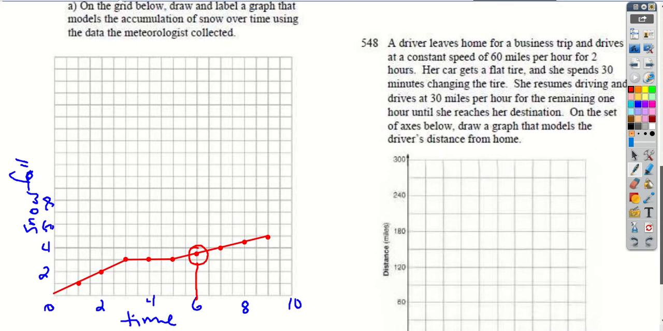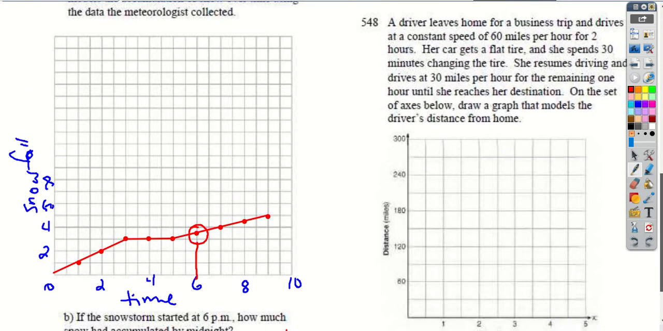On the next one, a driver takes a business trip, drives at a constant speed of 60 miles per hour for 2 hours. So 60 miles an hour for 2 hours. After 1 hour, he's gone 60 miles. Go another hour, I go another 60 miles, so I should be at 120 miles. Okay. He gets a flat tire for 30 minutes changing his tire. So at 2:30, he hasn't gone anywhere in terms of distance. So this should be just a straight dot right there.